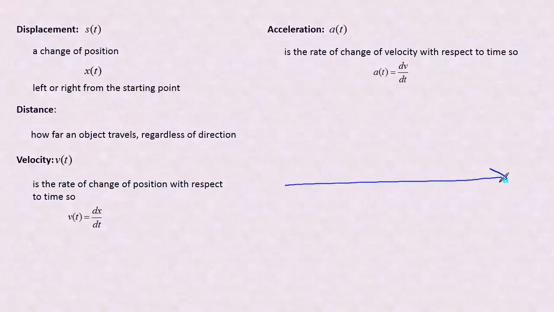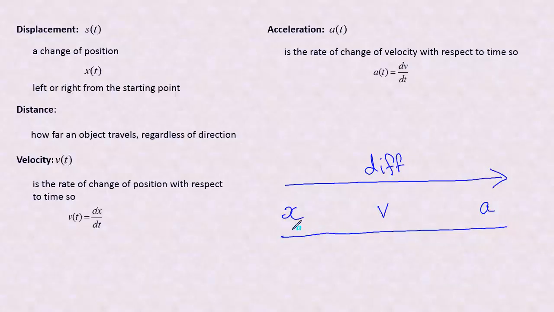So, going in this direction, if we have displacement here, velocity here, and acceleration, to go from one to the other, we differentiate. And later on, you might go the other way, and you'll use a process called integration, because that's the reverse of differentiation.